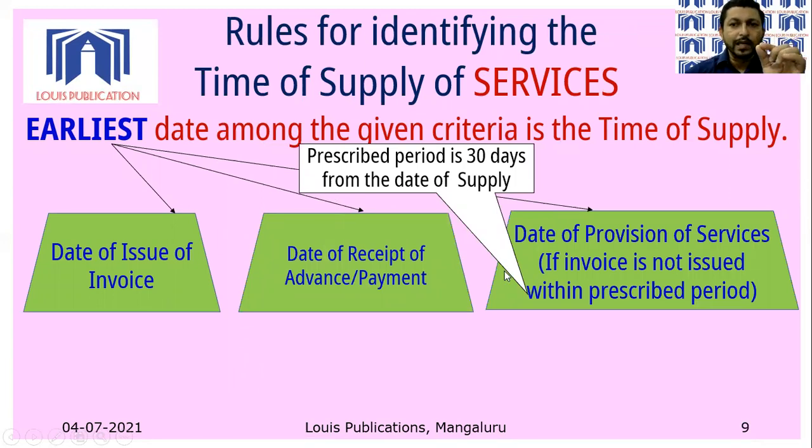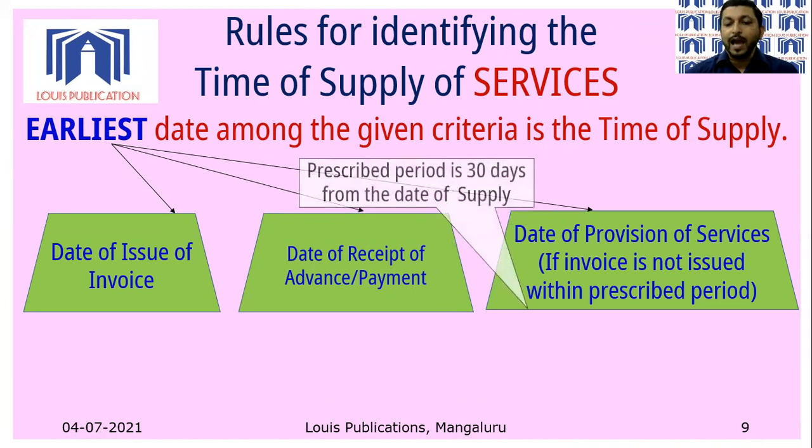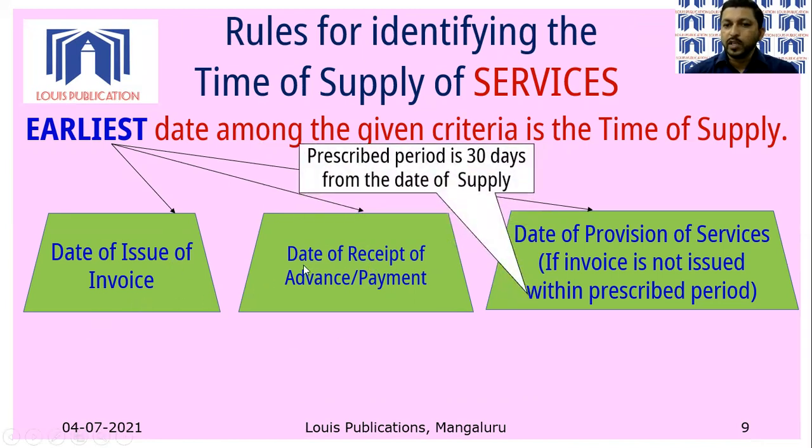Let's spend a little time on this particular concept. The third criteria is the date of provision of services. Now, the date of provision of services will be considered only if the invoice is issued beyond 30 days, that is, the invoice is not issued within the prescribed period. That means, if the invoice is issued within 30 days, then this criteria is not available at all. So we will be comparing only these two things.